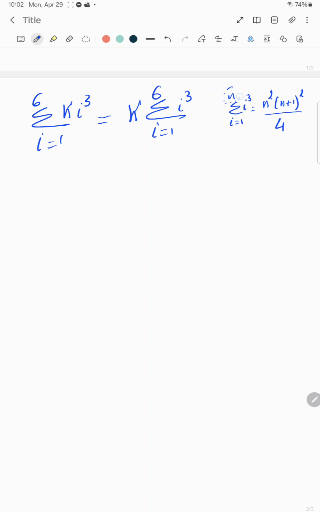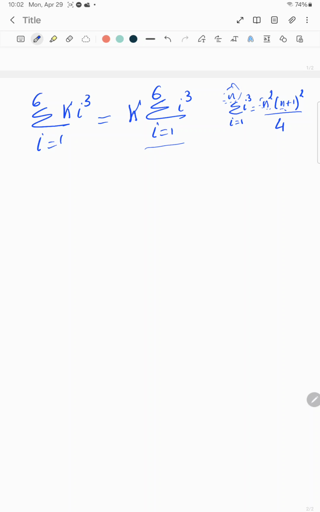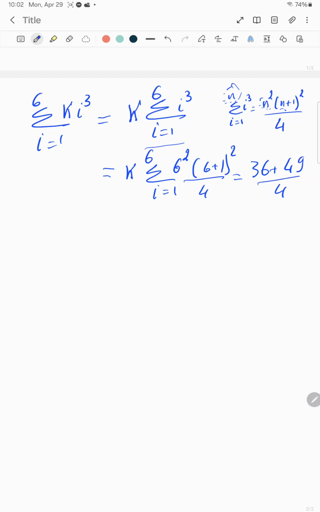And the n that is here is the n that is here is the n that is here. So I will apply this formula here. I will apply it here. So it will become k, sum i equal 1 to 6, and my n is 6 here, 6 squared times (6 plus 1) squared divided by 4, which is equal to 36, and 6 plus 1 is 7. 7 squared is 49 divided by 4, and if you do your calculation, you will have 441.